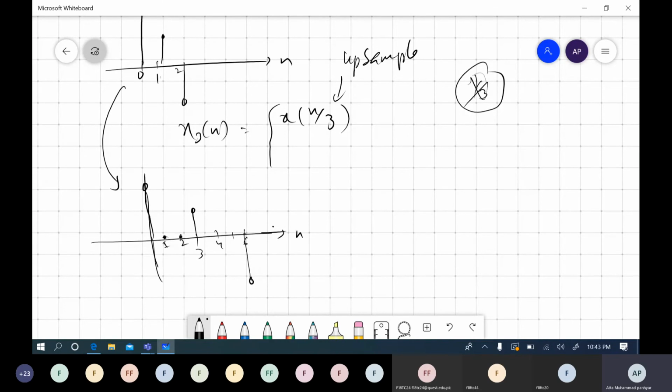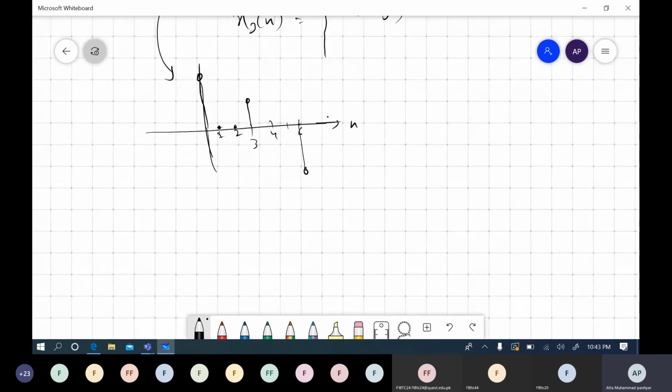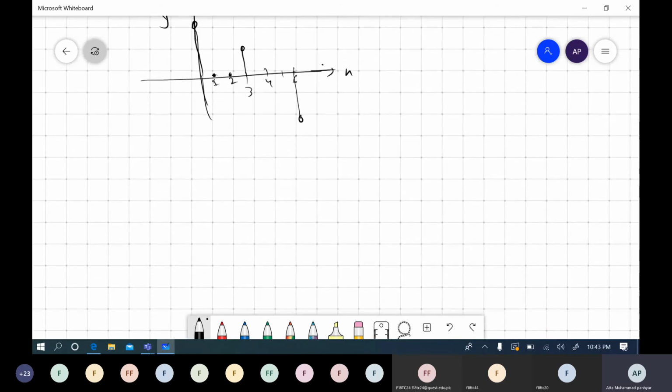It has many properties we will discuss in future classes. This is an upsampler, right? Now if you look at its associated frequency response, for example, if we had an original signal, at 0 it has value of x of 0, at 1 it has value of x of 1, and at 2 it has value of x of 2, right?